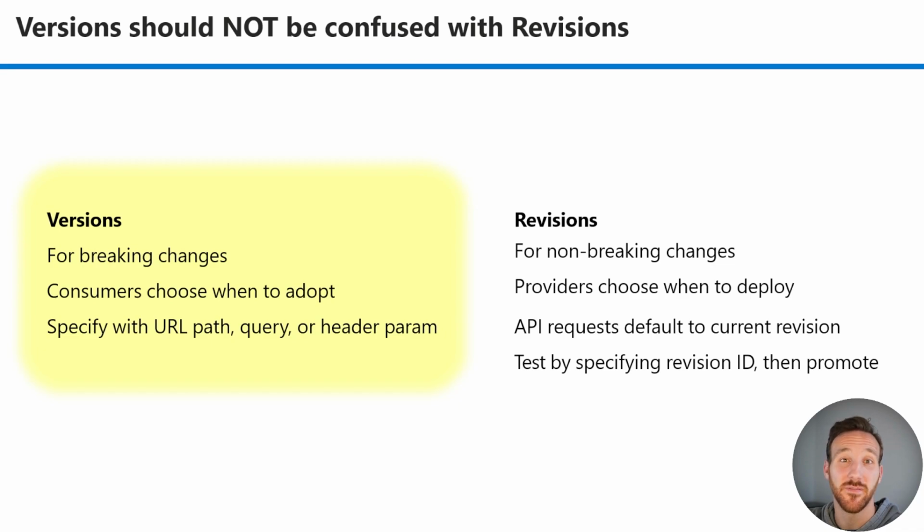Versioning is not to be confused with revisions. When I worked at Microsoft and spoke with customers about Azure API Management, this was a common mistake that many people made. Versioning is for when you introduce breaking changes. And API consumers can choose when to adopt your new versions using your specified versioning scheme.